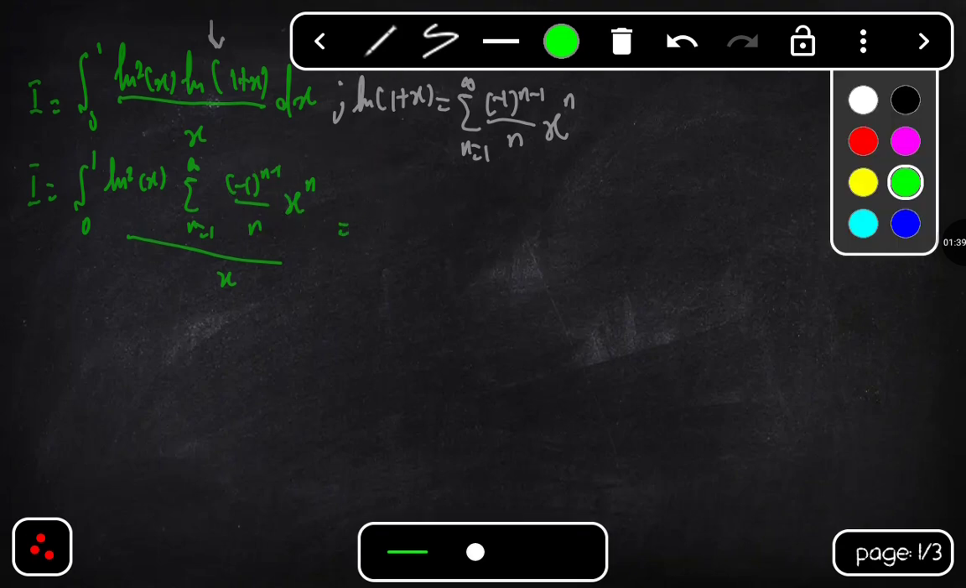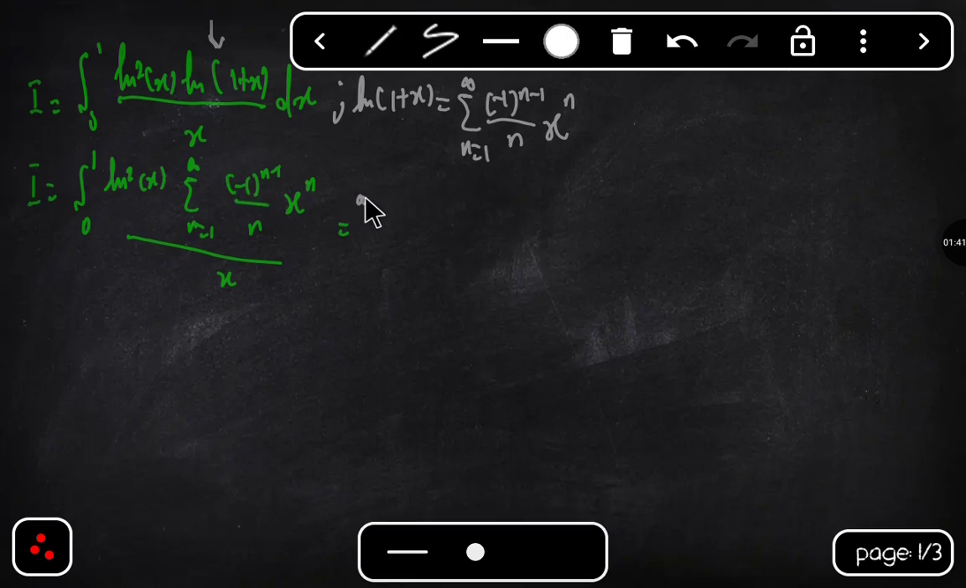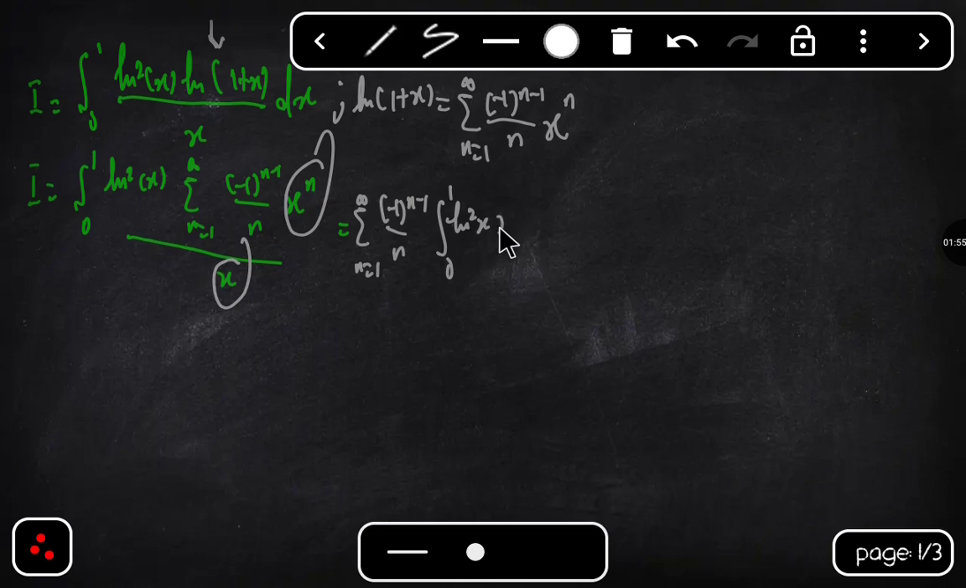We're going to have the sum of n from 1 to infinity of (-1)^(n-1) over n, then the integral from 0 to 1 of ln²x. Then if you apply the law of indices, x raised to the power of n over x gives us x raised to the power of n minus 1, then dx. All right, so that is what we are going to have.